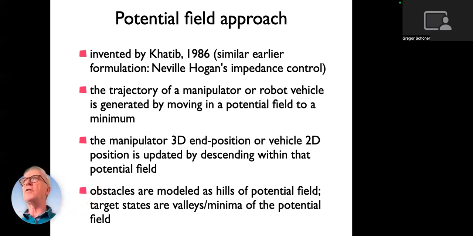There are different variants. First of all, there are variants of how you model the potential field, how obstacles and targets are represented mathematically, and variants of how you go downhill. Straight downhill, or with some smoothing, so that you have an inertial term and don't turn on the spot, you turn slowly and so on. And there's a whole literature on that.